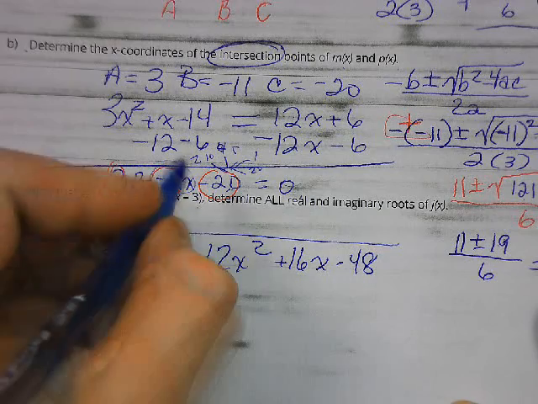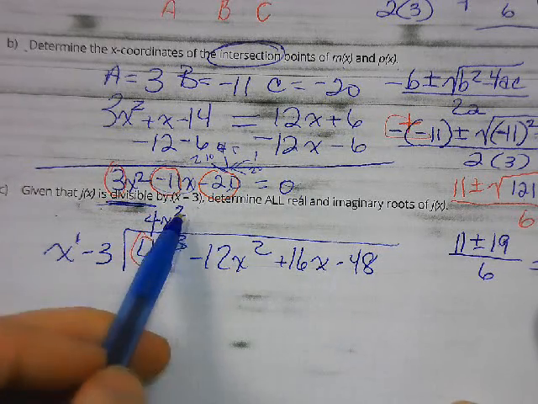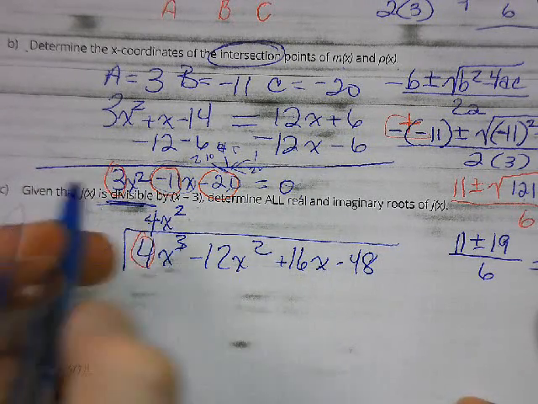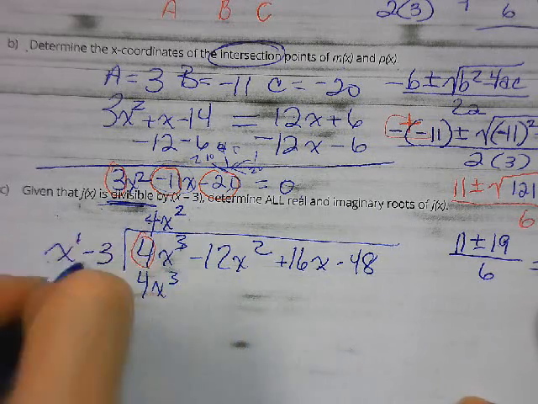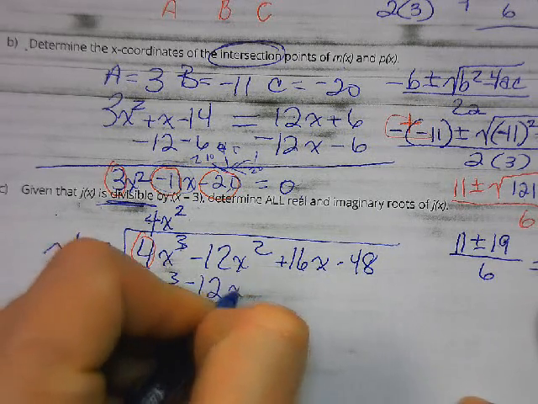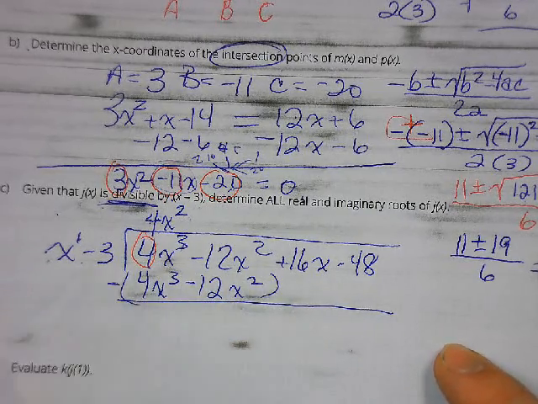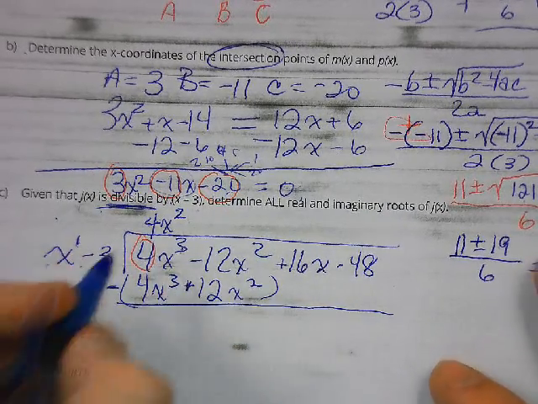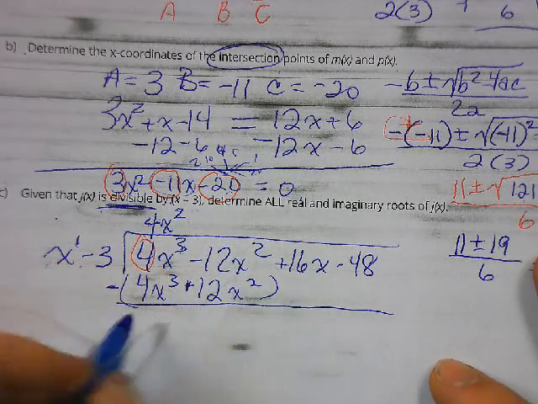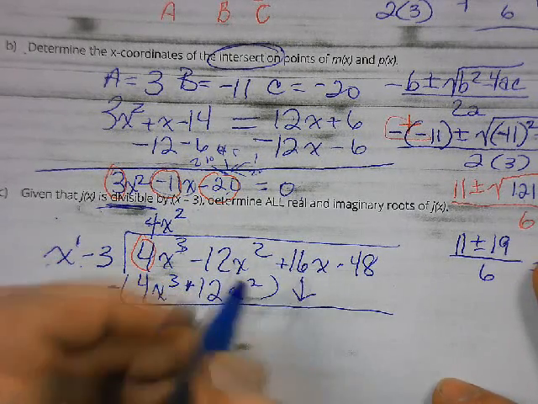4x squared times x is 4x cubed. 4x squared times negative 3 is negative 12x squared. When we subtract, we're going to flip the sign, and this will give us a 0 for that. You can bring down the 16x, and then you can also bring down the negative 48.